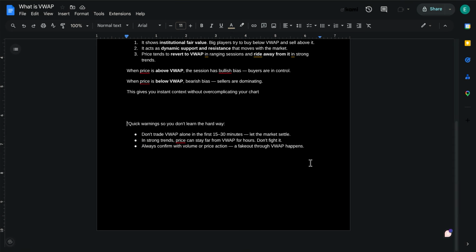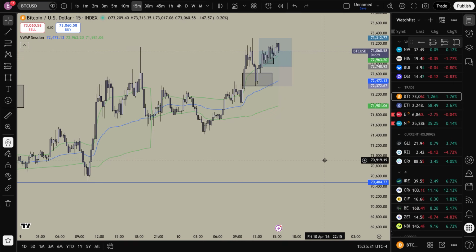Now, besides that, there are some quick warnings. Don't trade VWAP alone in the first 15 to 30 minutes, as the market is very volatile and you should just take a minute and let it settle. And in strong trends, price can stay far from VWAP for hours. So don't try and fight it and say, oh, it's heavily overbought and I should short here, because most times you're not going to want to fight the trend. And always confirm with volume or price action. Sometimes fake outs through VWAP can happen, but most of the time it is a good indicator.